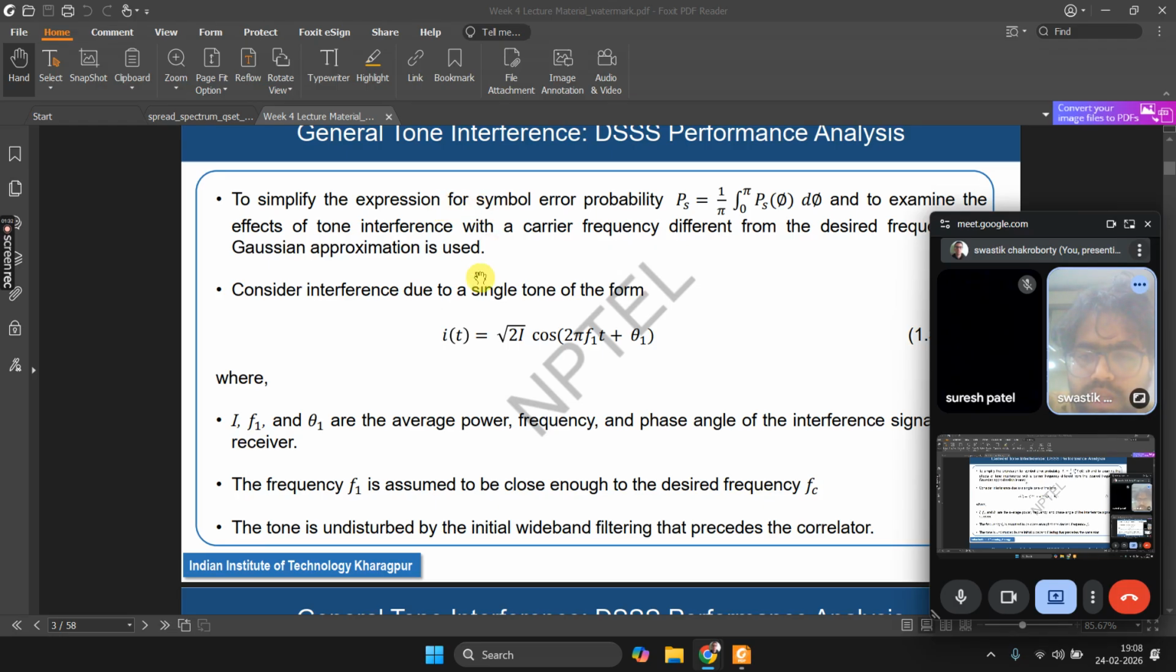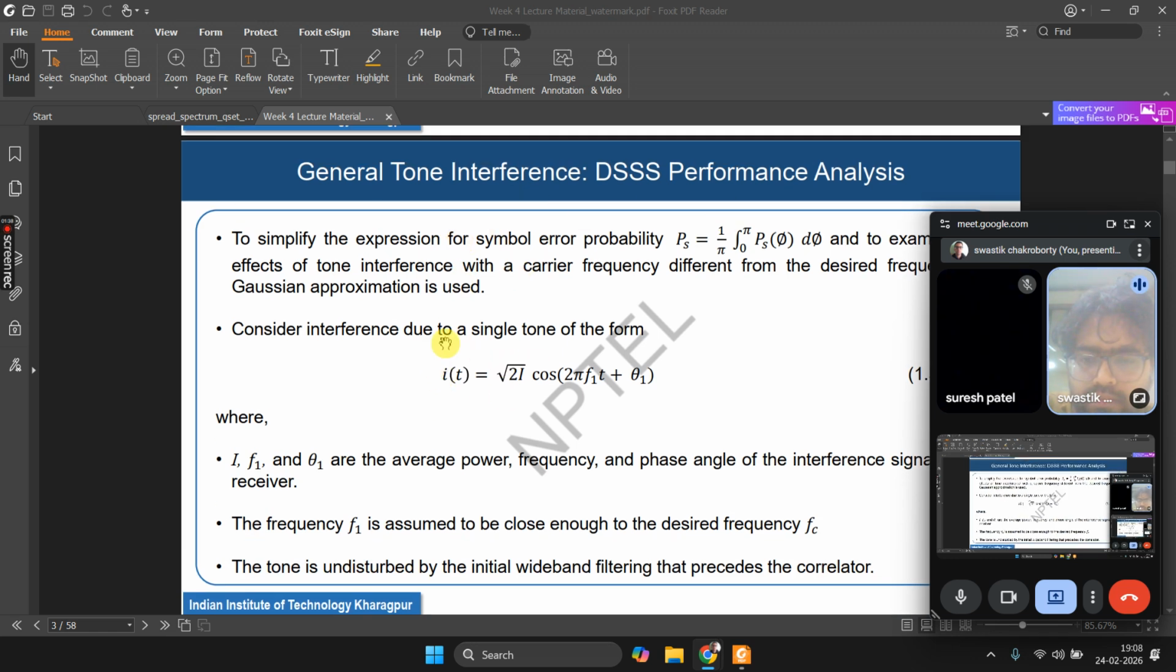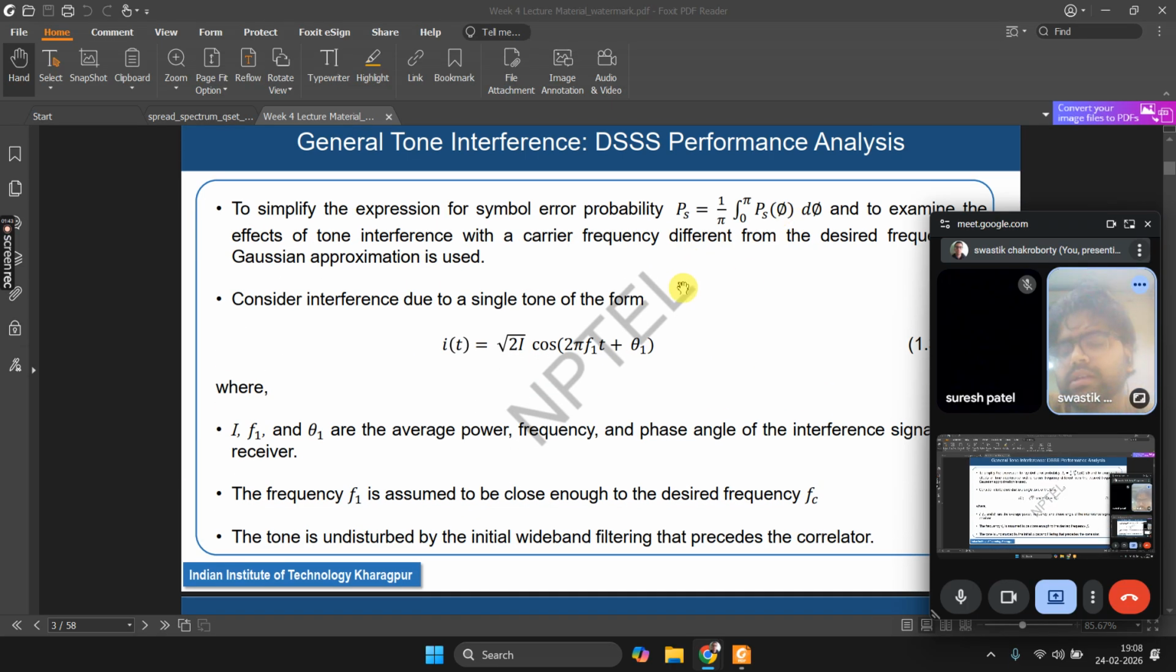The interference is basically taken in the form of a sinusoid, because the other signals are also transmitted. The interfering signals are basically other user signals. Since this user is transmitted in sinusoidal form, the other users are also expected to be transmitted in sinusoidal form. So the spread spectrum interference is also assumed to be of this sinusoidal form.